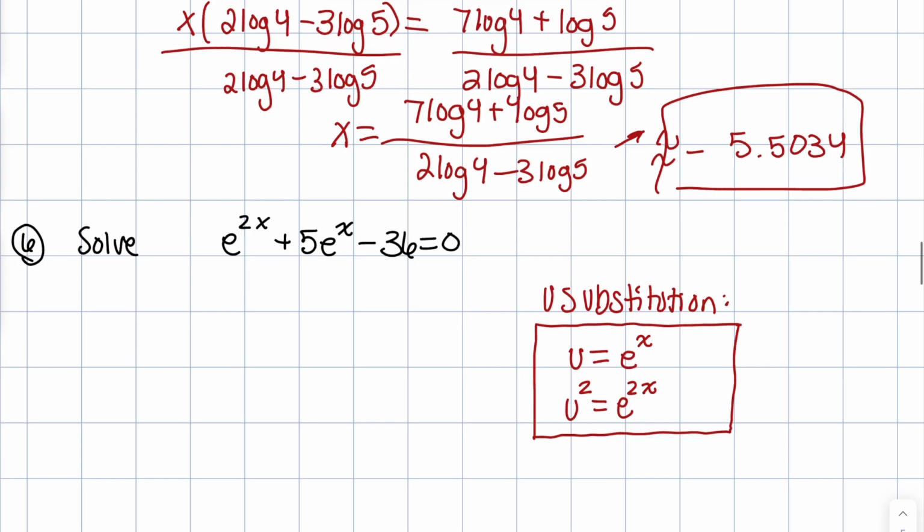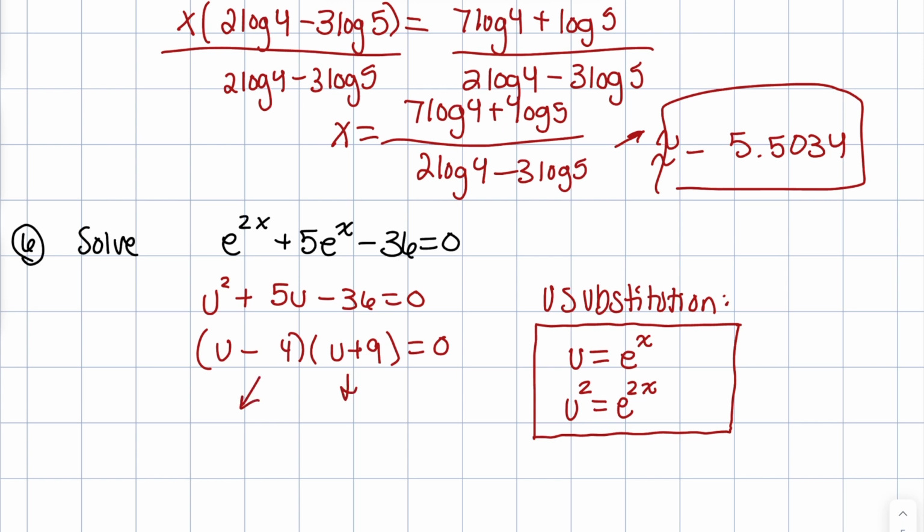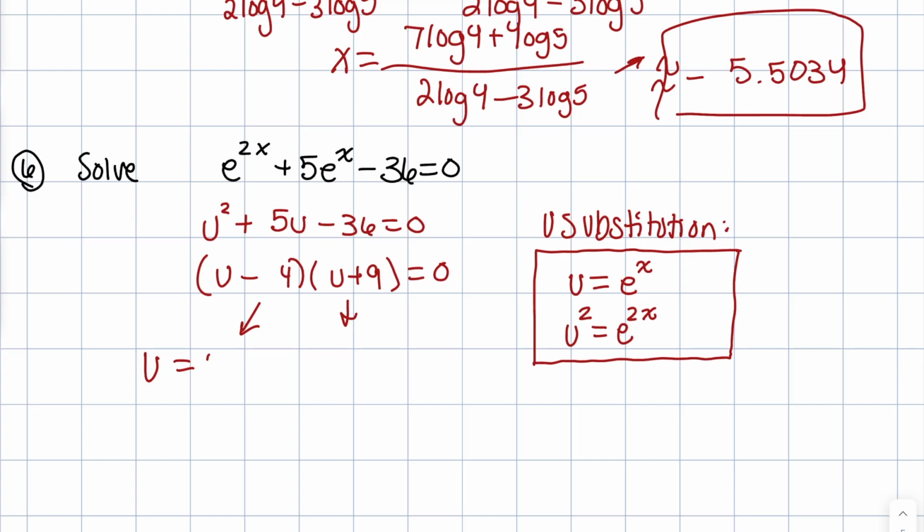Okay, so I'm going to get U squared plus 5U minus 36 equals 0. This is a quadratic equation we know how to solve. So I can factor this as u minus 4 times u plus 9 equals 0. Now I can set each factor equal to 0 and solve. So I get u equals 4, u equals negative 9.